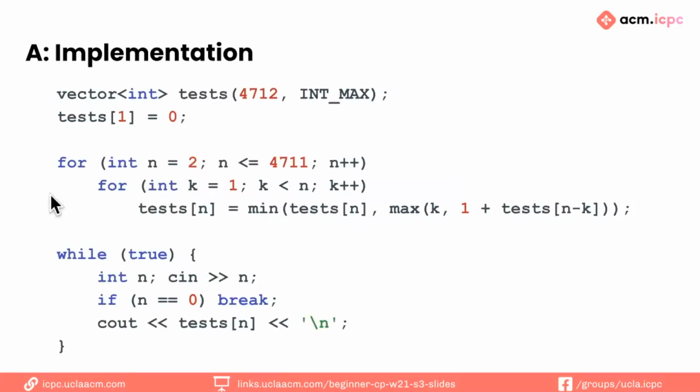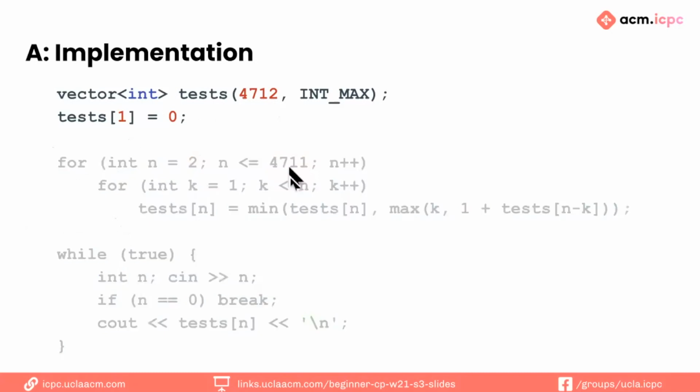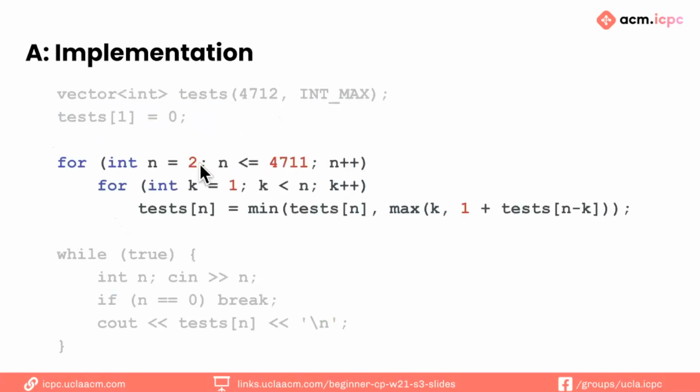I think one thing that's nice about DP is that even though the first part of finding the recurrence relation is really hard, writing the code itself is actually not too bad. The entire code is pretty much all in these 3 lines, where we're told that n is between 2 and 4,711. So we start by initializing our tabulation vector and doing our base case. And then from there, we just need to calculate these terms.